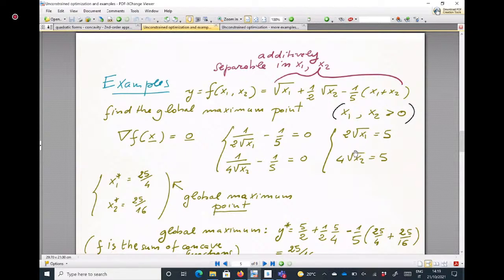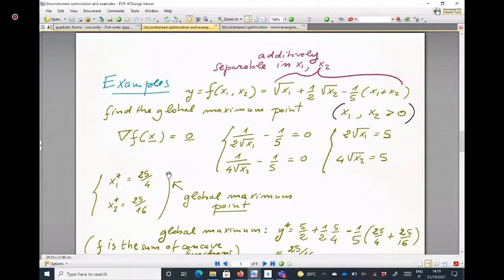Is that clear? Okay. And this means that x1 is 5/2 squared, so it's 25/4. And x2 is 25/16. So this is the global maximum point. This is the point at which my two-variable function reaches the highest level which is possible by selecting the variables in their domain, and in particular the domain here clearly is any value of x1 and x2 which is non-negative. Okay? Clear?